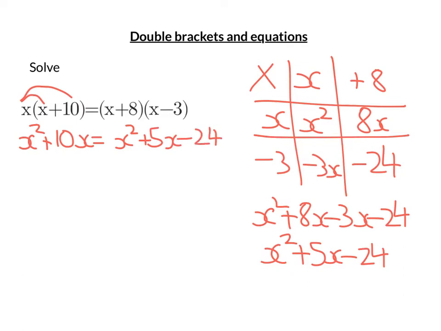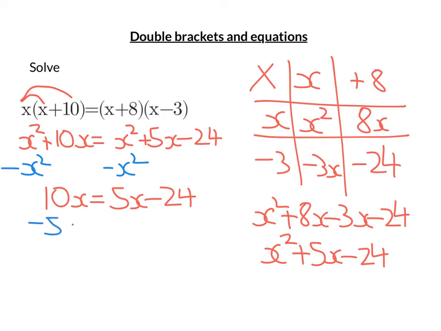Now, let's try and solve this equation. Well, the first thing I'd like to get rid of is the x squared. Now, there's one on each side. So if I take away x squared from both sides, I'm going to be left with 10x is equal to 5x minus 24. So my next goal is to get x terms on one side, and number terms on the other. So I'm going to take away 5x from both sides, and I'm going to be left with 5x is equal to negative 24.